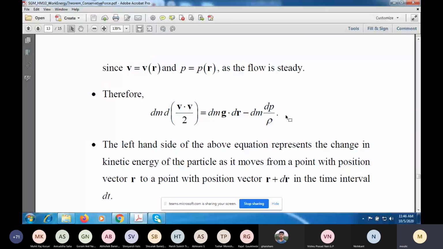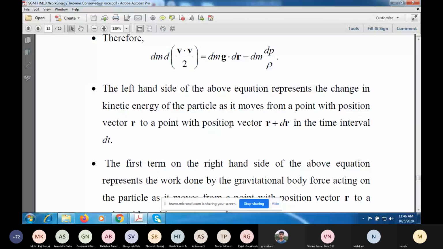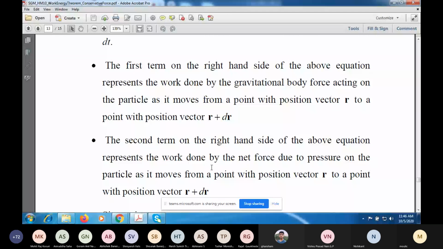Okay, so left hand side you can see is mass times the change of the kinetic energy per unit mass. Okay, so this whole thing is the rate of change of kinetic energy of the particle. Okay, and right hand side is the work done by the gravity force acting on the particle. And the third term is the work done by the net pressure force, net force due to pressure on the particle.